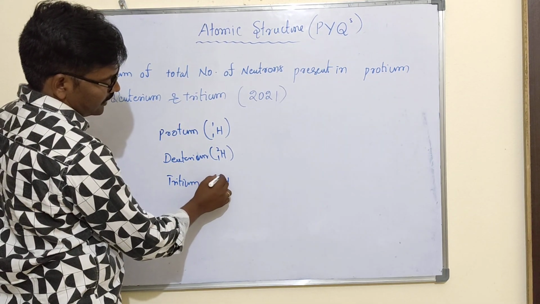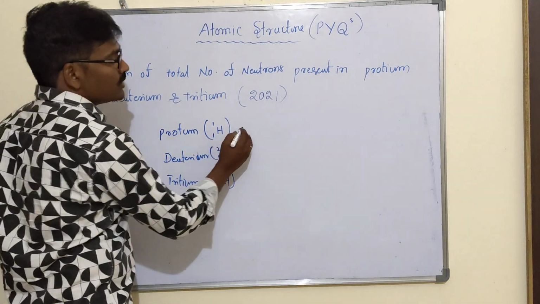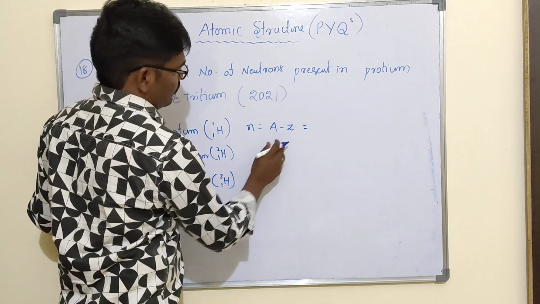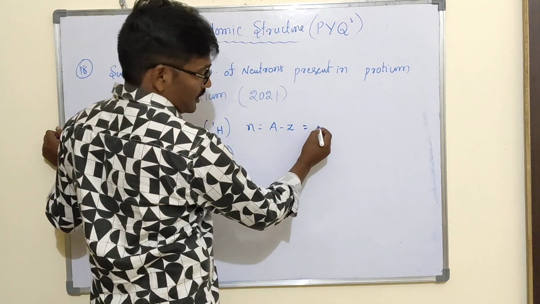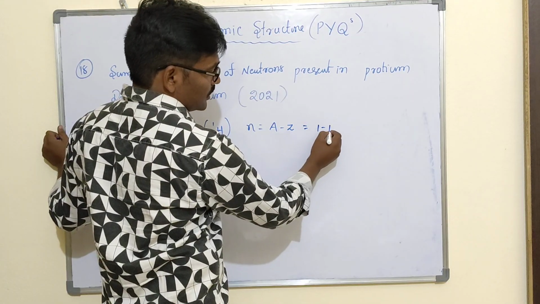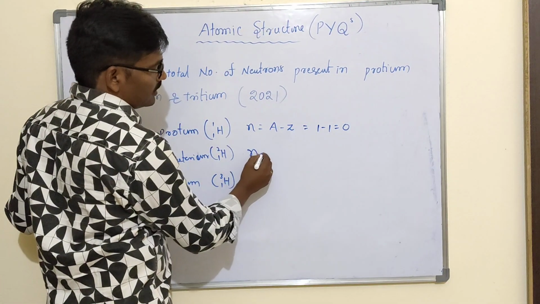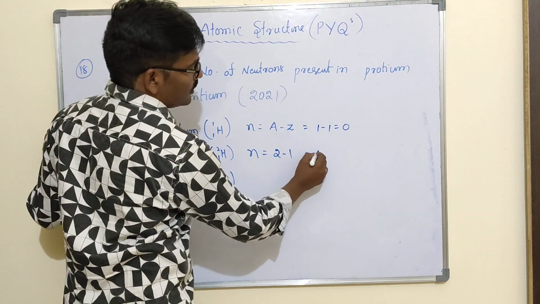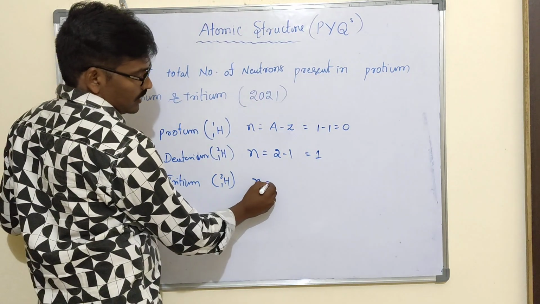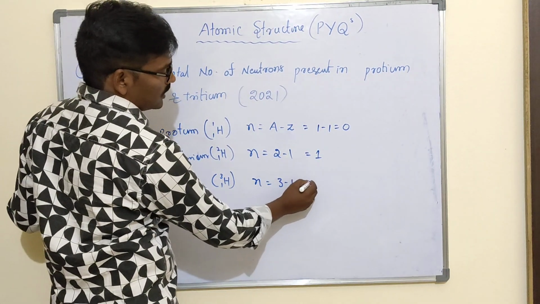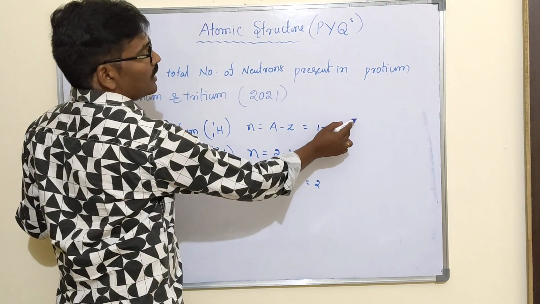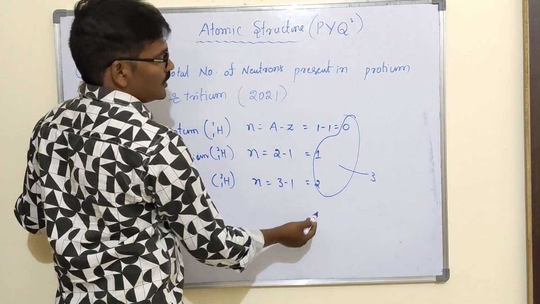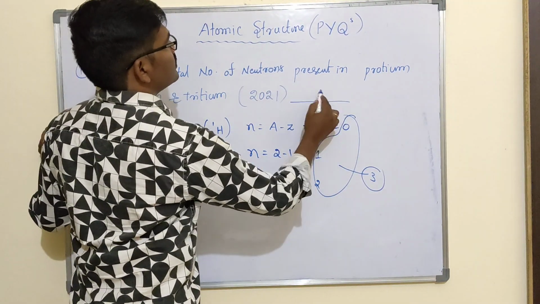1H3. So to find the number of neutrons, it is mass number minus Z. Then 1 minus 1, you can get 0. Then here mass number 2 minus atomic number 1, you can get 1. Then here the mass number 3 minus 1, you can get 2. So the total number of neutrons in it is 3. 0 plus 1 plus 2 is 3.